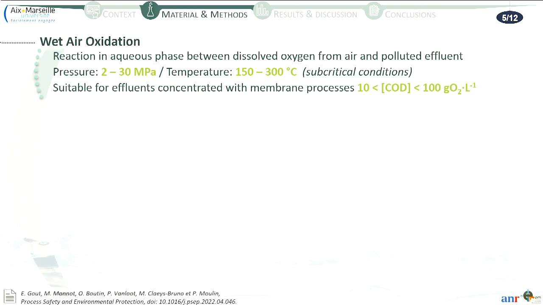So water oxidation is an oxidation reaction that occurs in liquid phase, where the dissolved oxygen from air will degrade the organic fraction of pollution. The pressure of this process is between 2 and 30 megapascal, with temperatures between 150 and 300 degrees Celsius. It's suitable for concentrated effluents like membrane concentrates, with chemical oxygen demand between 10 and 100 grams of O2 per liter.